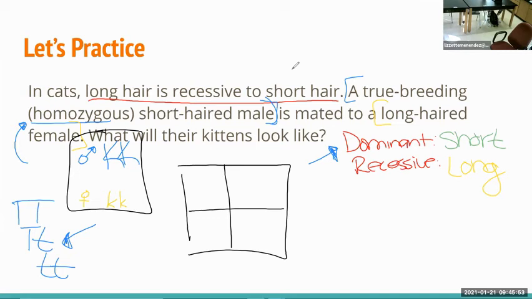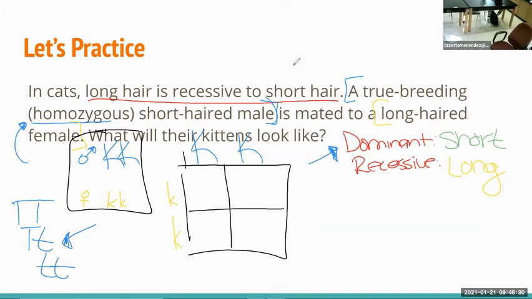So I'll make my Punnett square. That's step 3. And then step 4, I'm going to put my parents. So I'm going to put my guy up top and my girl on the side. These are little k's. They look weird.